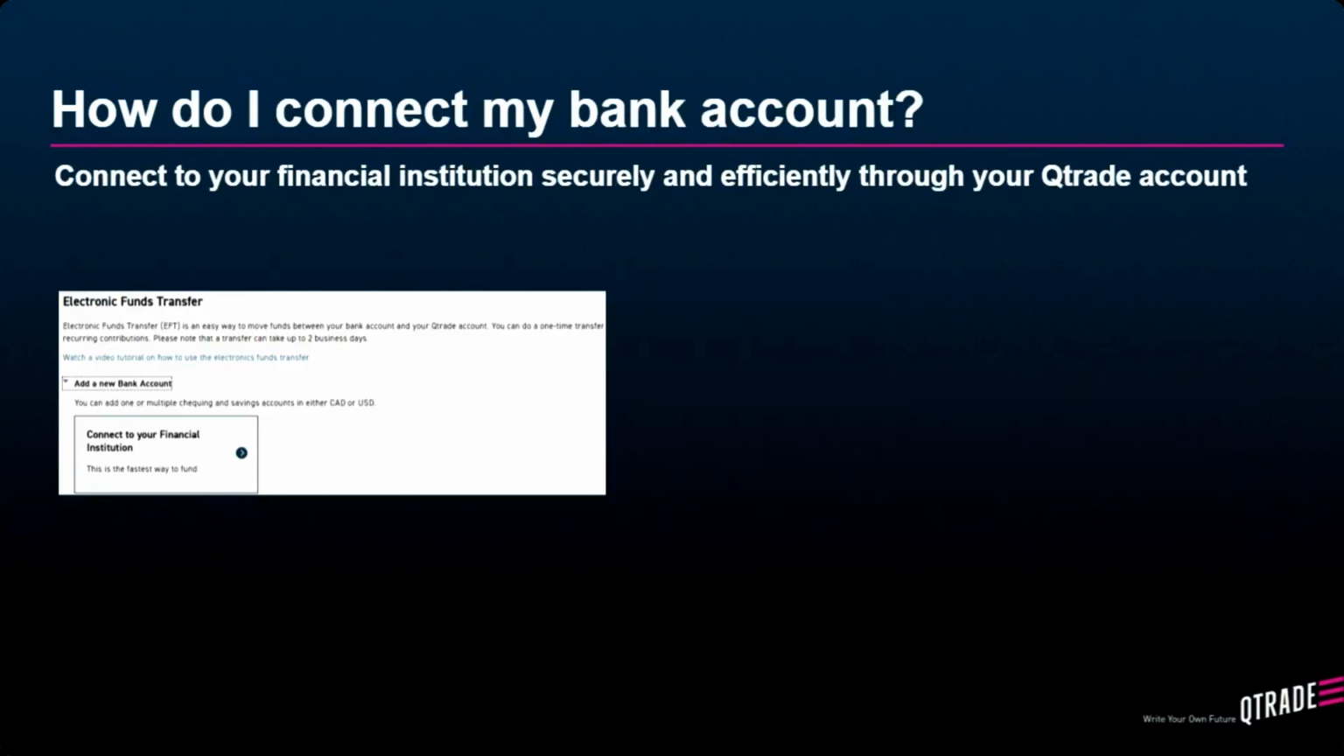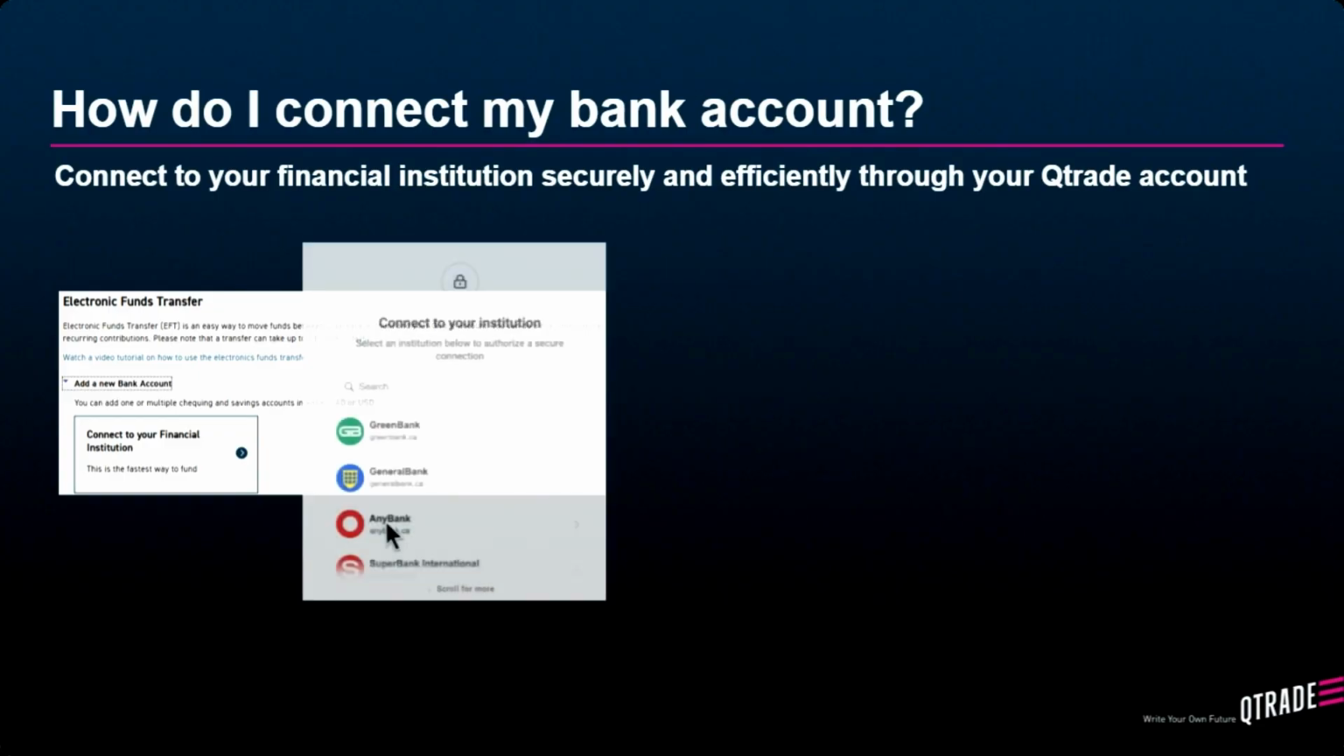Okay, now on to how to connect your bank account. From the direct deposit screen, you'll be directed to the electronic funds transfer page, where you can connect to your bank or credit union account securely and efficiently. Under Add New Bank Account, select Connect to your financial institution. Next, you'll search for and select your bank or credit union from the list provided.